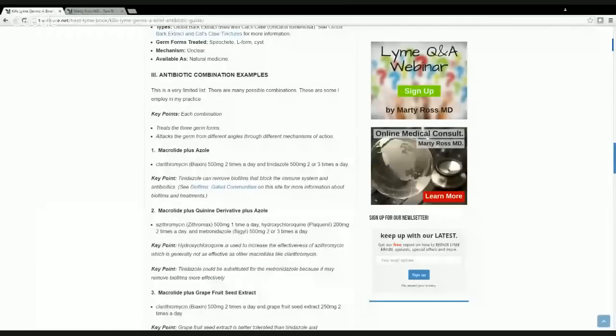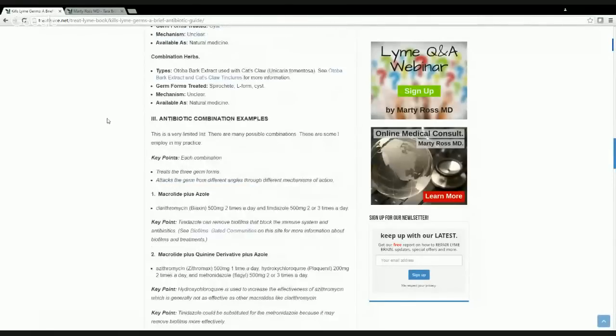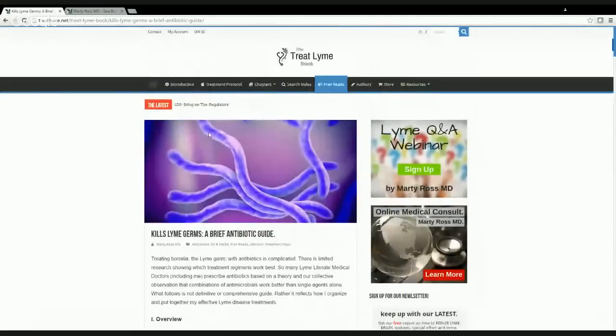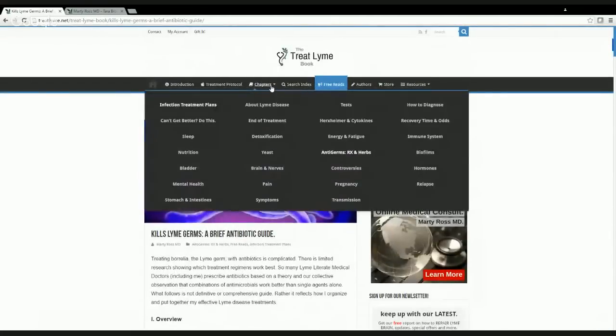I want to show everyone an article that I have about the steps you should take at the end of treatment to prevent relapse and to support your immune system. So go there. All right, so we're back in the Treat Lyme book here. I'm going to look on the chapters tab here. I want to find my chapter on end of treatment. So there it is.